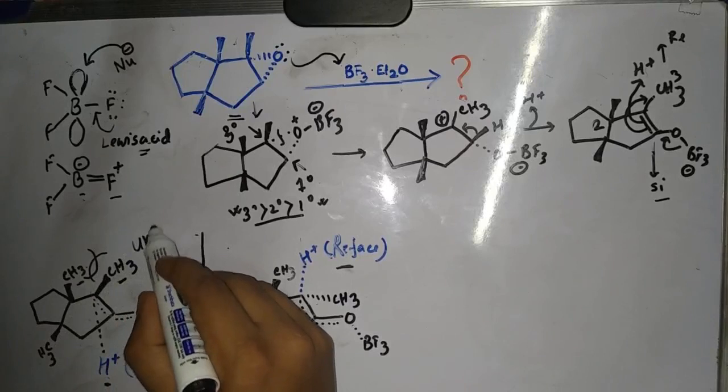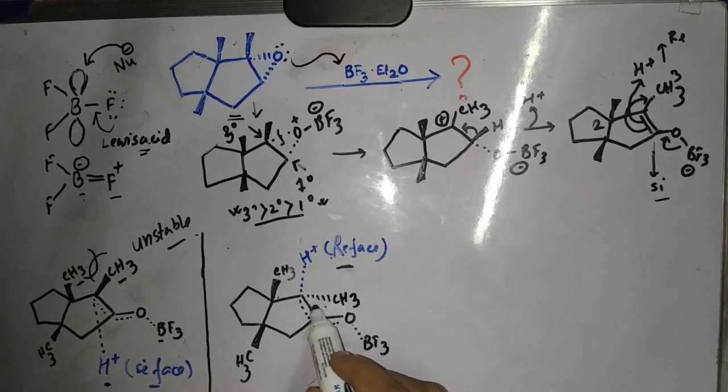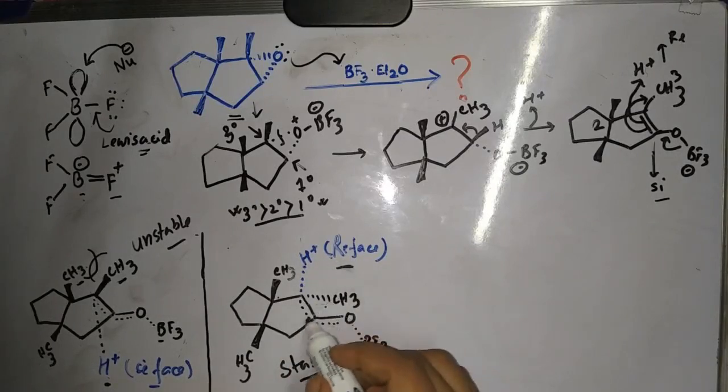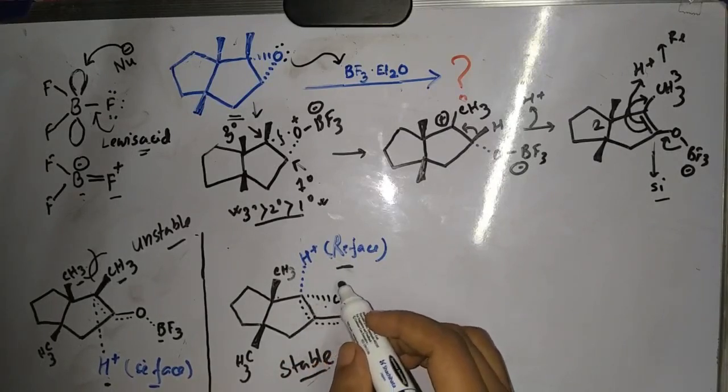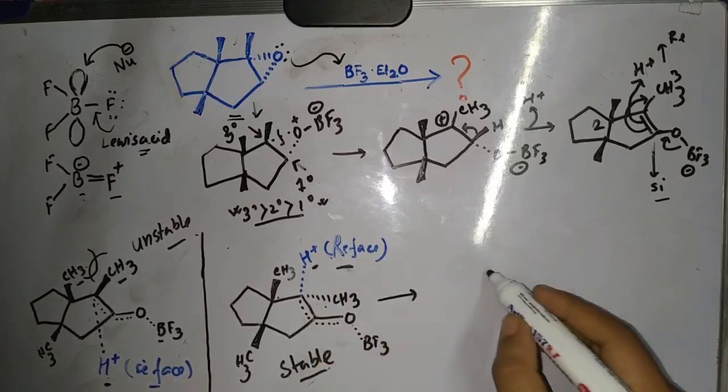So this is an unstable intermediate, and in this case the CH3 and this CH3 will be trans, and hence there will be no steric interaction. So it is a stable intermediate. So guys, it will go through this Re face transition state and it will form the stable intermediate. That means the H plus abstraction will happen above the plane. Okay, so it will lead to the product.